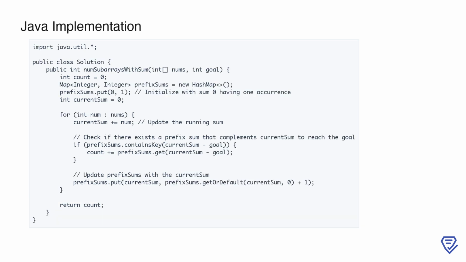This is the Java implementation of the LeetCode problem number 930, binary subarrays with sum. The logic mirrors the Python solution, utilizing a hashmap to store prefix sums and their frequencies. Key differences include the use of explicit type declarations in Java, the HashMap class for prefix sums, and Java's syntax for loops and conditional statements. The solution iterates through the array while maintaining a running sum and checks for complementary prefix sums to compute the count of subarrays that match the target sum.